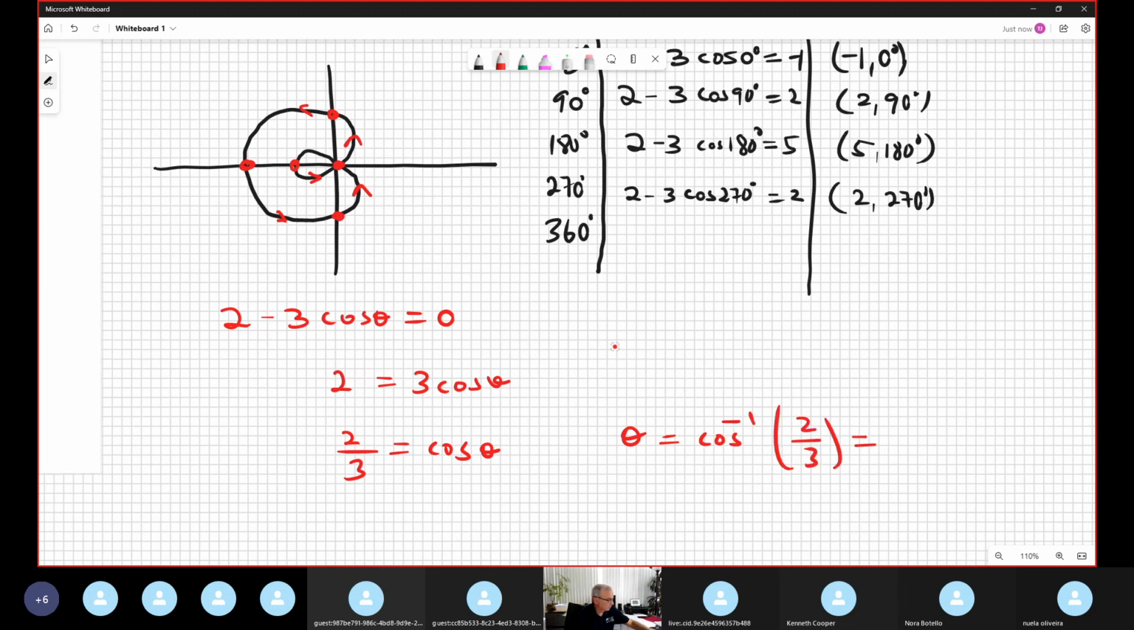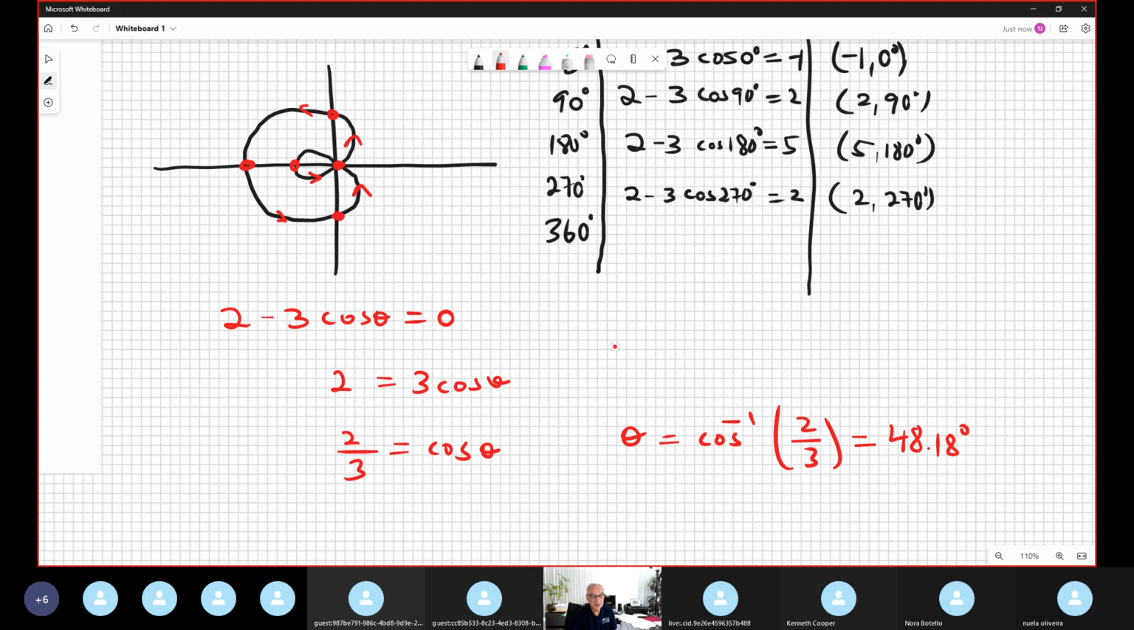Let me compute it in my calculator, pero this is curiosity. Cosine inverse of 2/3. 2 divided by 3. Express it in degree, because I want to show you in degree. The answer is 48 point something. 48.18 degree. Is 0 radian.